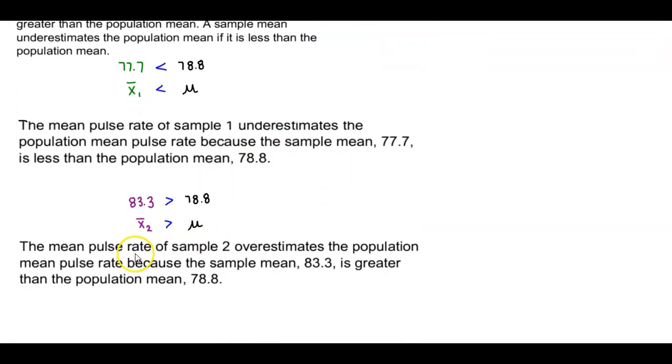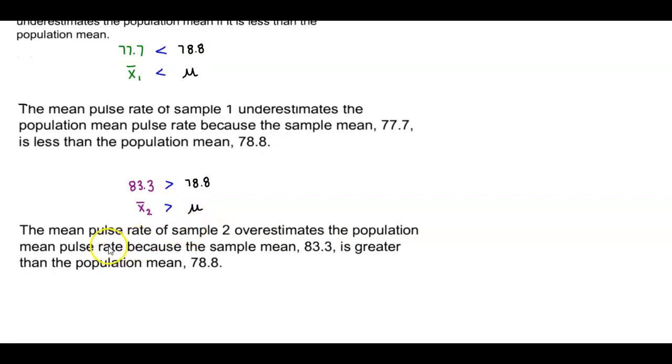Now, for sample 2, 83.3 is greater than 78.8. So therefore, the sample mean for sample 2 is greater than the population mean. So therefore, the mean pulse rate of sample 2 overestimates the population mean pulse rate because the sample mean is greater than the population mean.